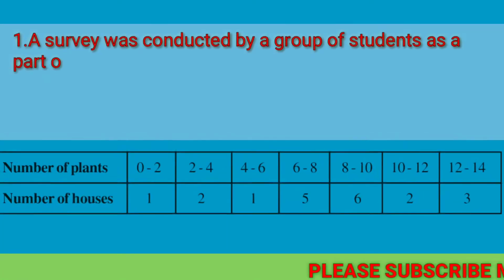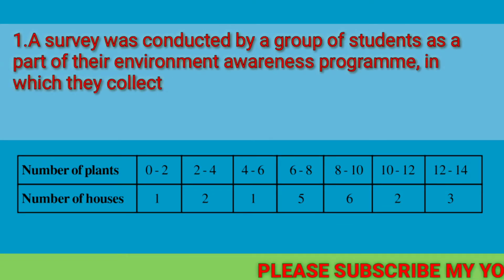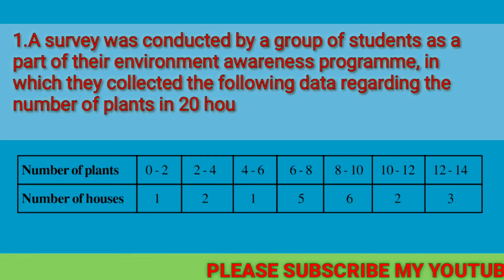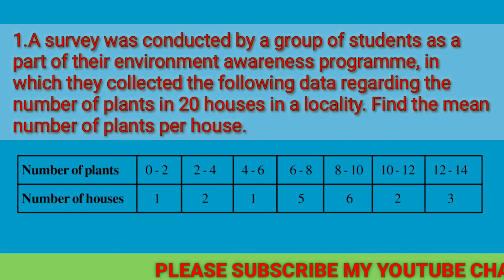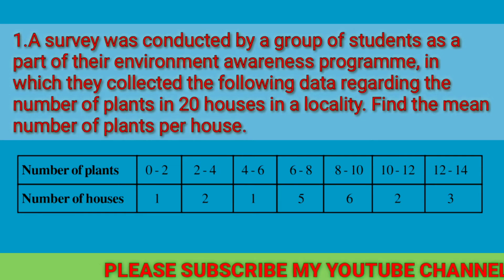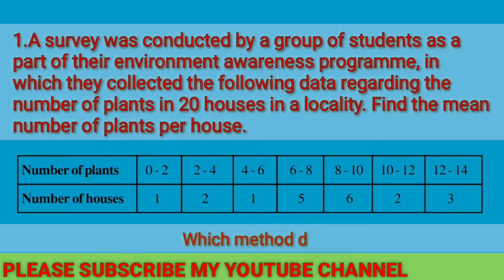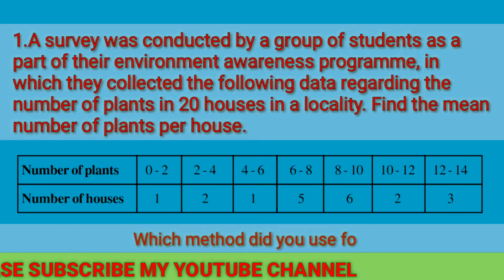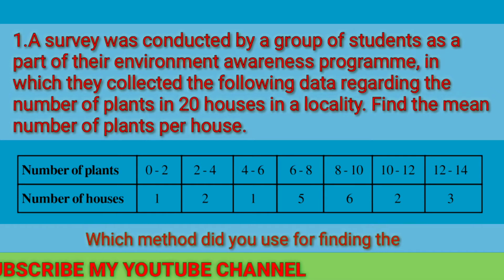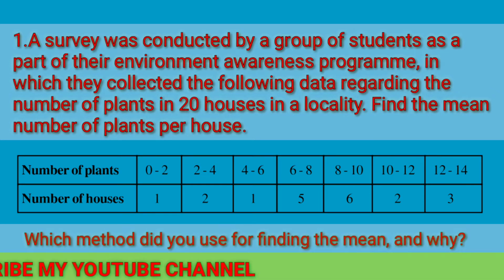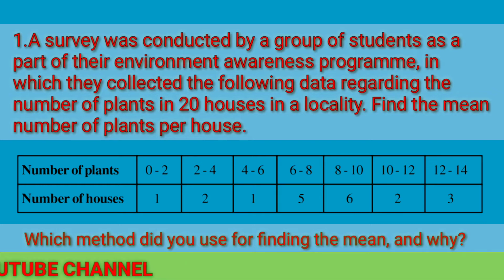Here we have a question. Number 1. A survey was conducted by a group of students as a part of their environment awareness program, in which they collected the following data regarding the number of plants in 20 houses in a locality. Find the mean number of plants per house. The table is given here. Which method did you use for finding the mean and why?